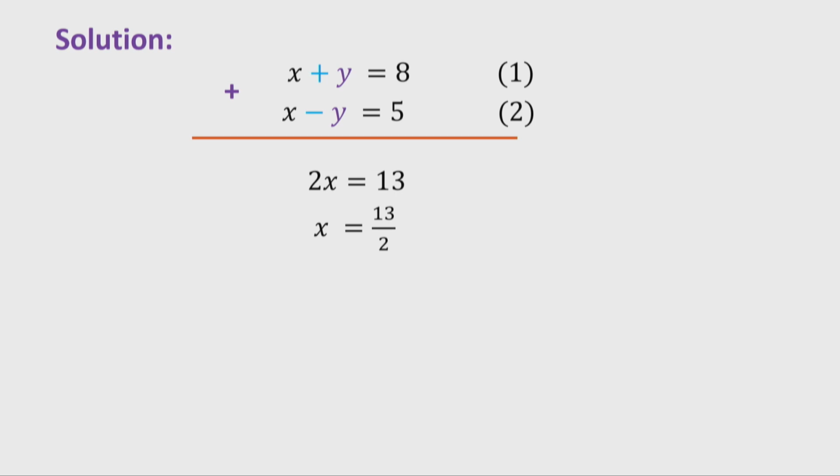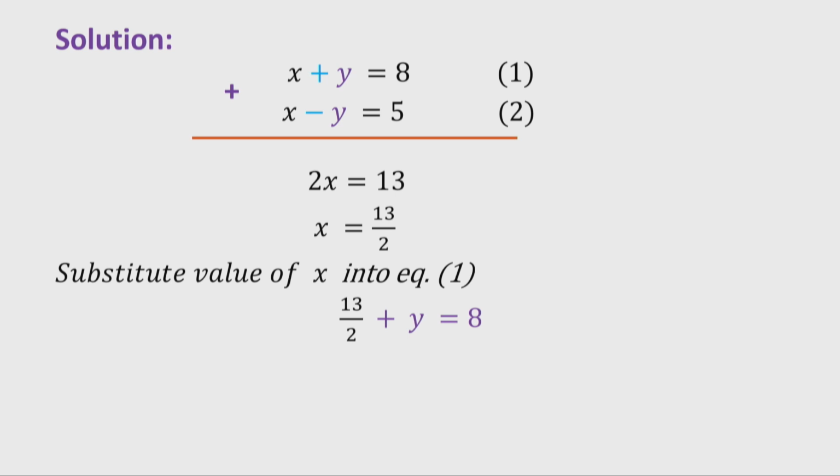Once we get the value for x, we now substitute the value of x to get the value of y. We can substitute in equation 1 or equation 2. Here I have chosen to substitute the value of x into equation 1. So 13 over 2 plus y is equal to 8. y will be 8 minus 13 over 2, which will give me 3 over 2.